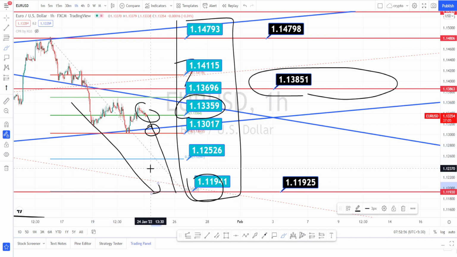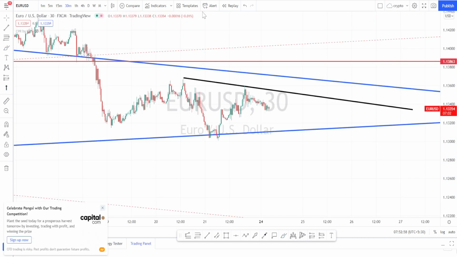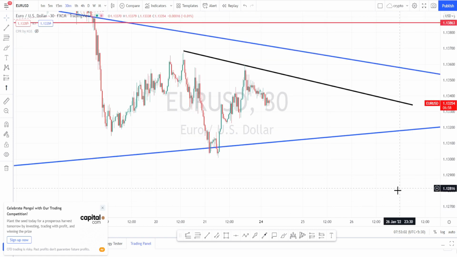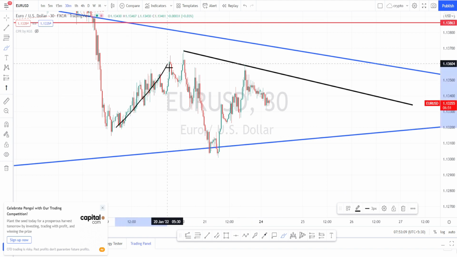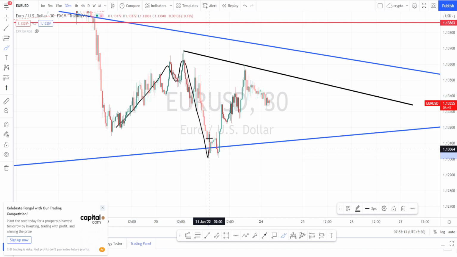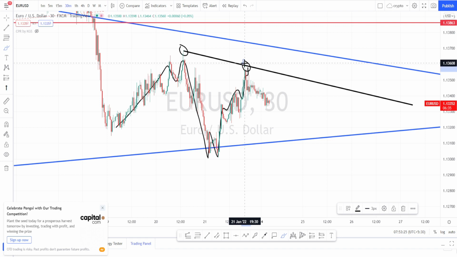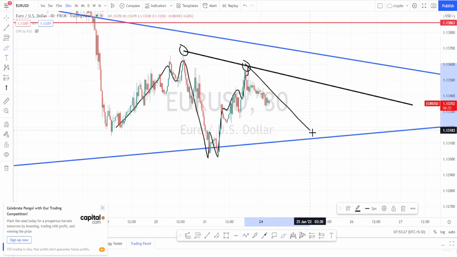Let us do the analysis in the 30 minutes time frame. I am in the 30 minutes time frame now. When we look at the price action in the 30 minutes time frame, the price action has gone up, formed a double top pattern, then a trend reversal has happened. Again it formed a double bottom pattern, then a bullish trend reversal has happened. It couldn't manage to retrace to the previous high, and it is in a retracement or in a bearish trend.